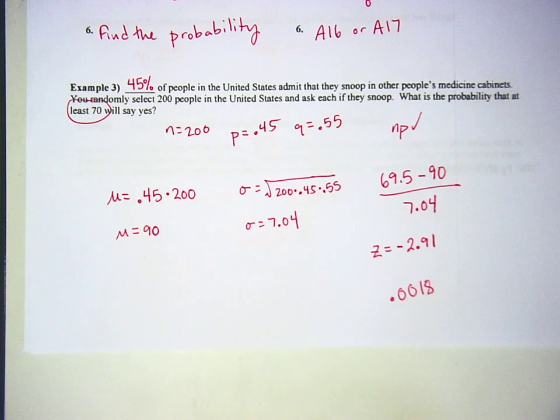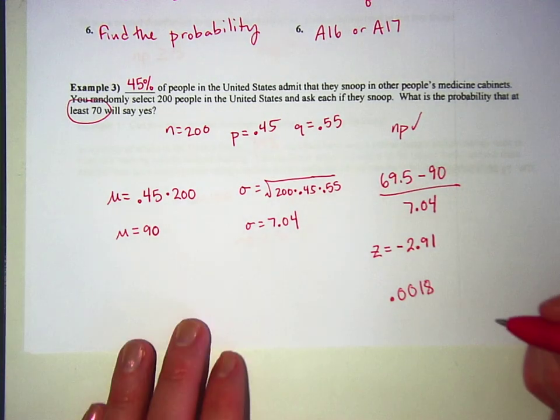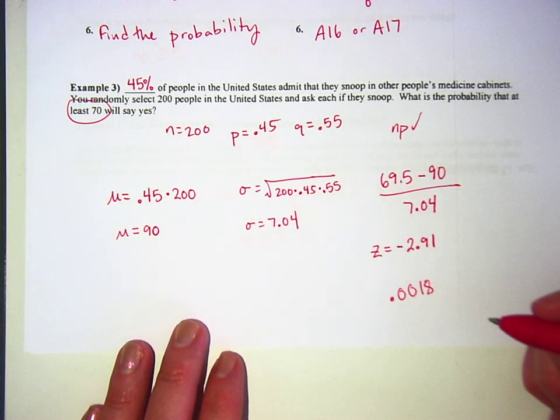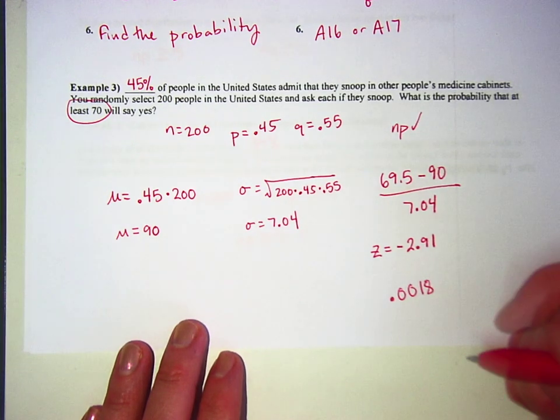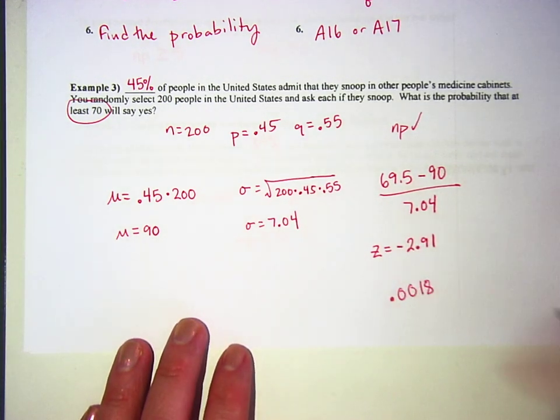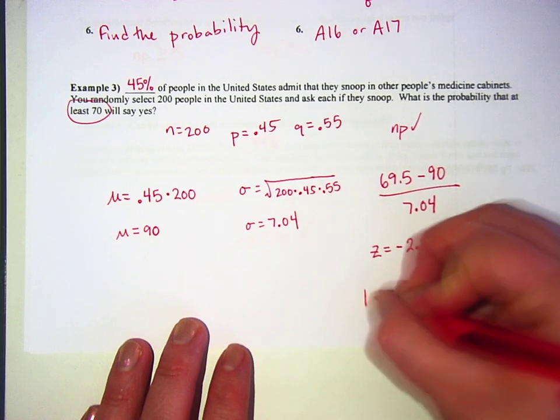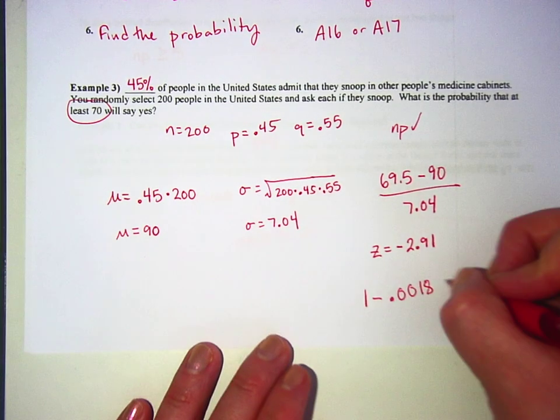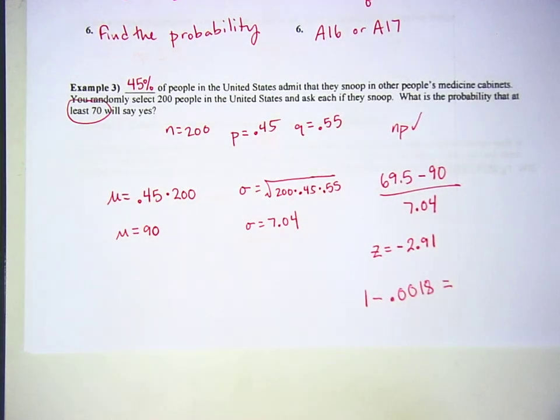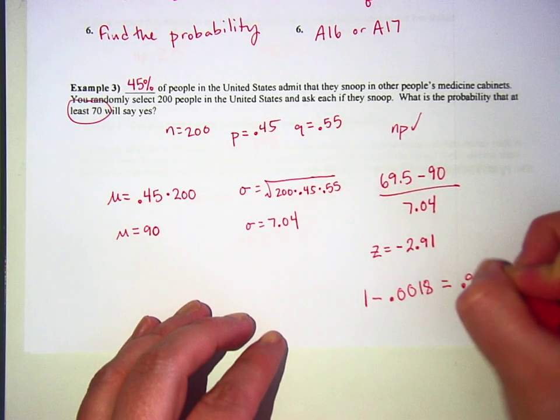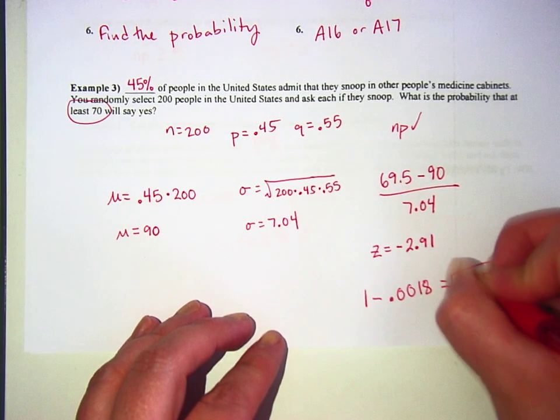Because, why? Sorry, I can't hear you. This is so loud out there. Right. This goes to the left, and we're trying to go to the right because we want at least that. So it'd be 1 minus that for the opposite. .9982.